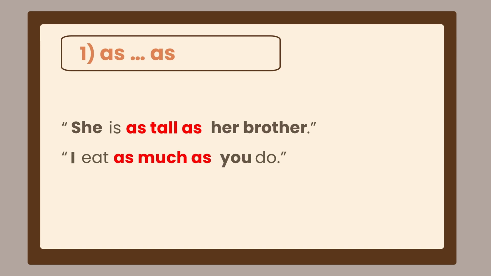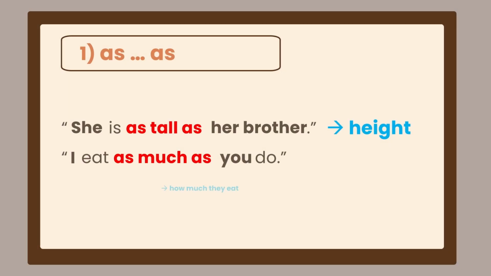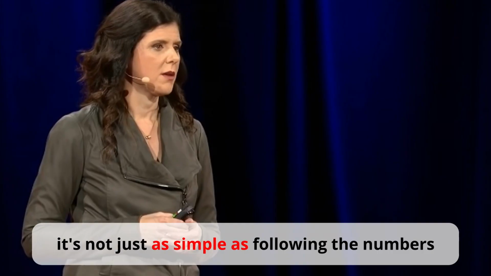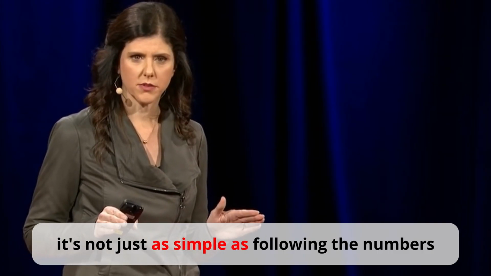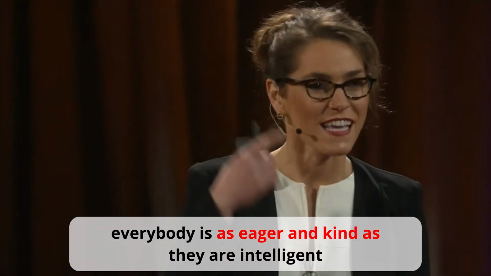Between "as" and "as," usually adjectives or adverbs come. In these two examples, they show the comparison between two people. In the first one, they compare their height and show that their heights are similar. In the second example, they compare how much they eat and show that they eat similar amounts. Everybody is as eager and kind as they are intelligent.